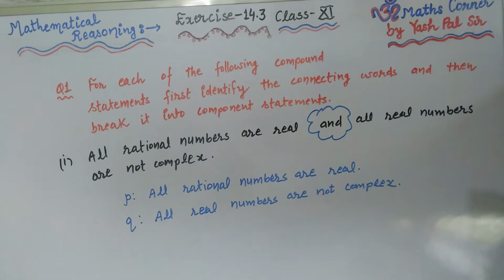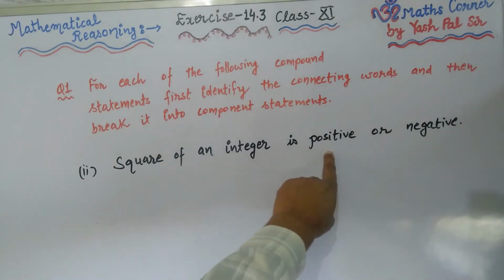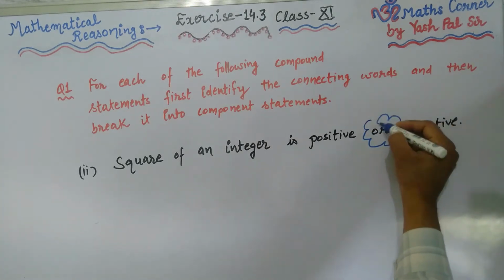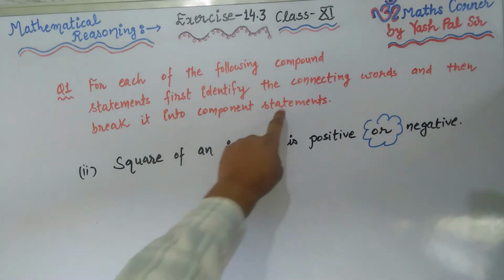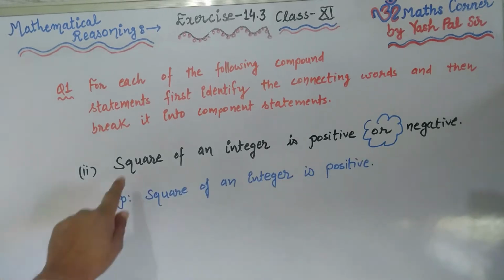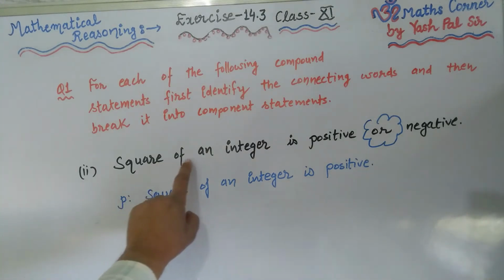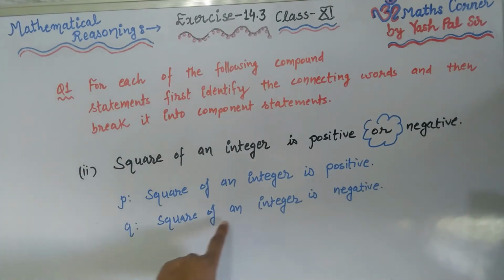Now the second part: square of an integer is positive or negative. So here "or" is the connecting word. Now what are the component statements? The first one is: square of an integer is positive. And the second one is: square of an integer is negative. So this was part number 2.